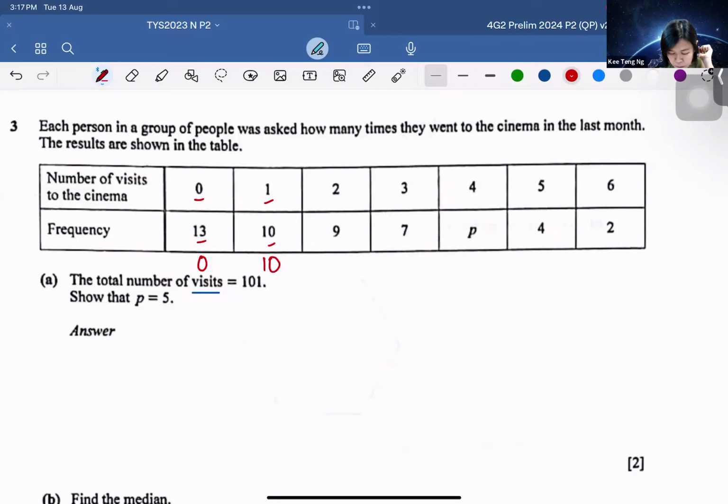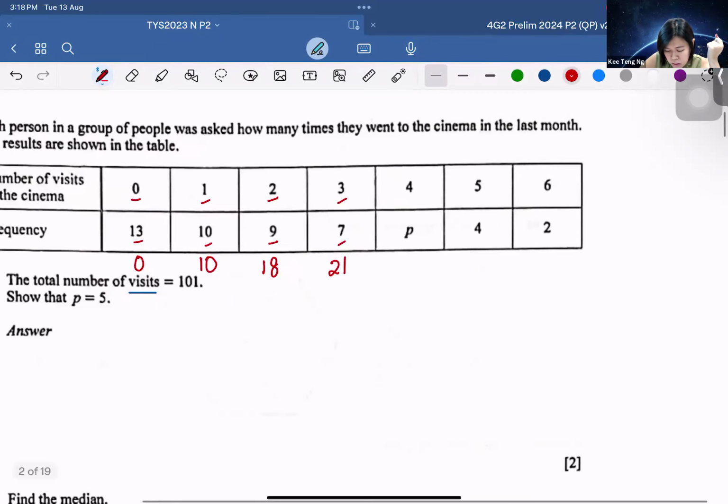I have 9 people who visited the cinema 2 times. So how many times have they visited the cinema? 9 times 2, 18. Can you tell me the next few numbers? Right, then what will this be? 4 and P. 4 times P will give you 4P. Then 5 times 4, 20. 2 people visit 6 times, 12 visits.